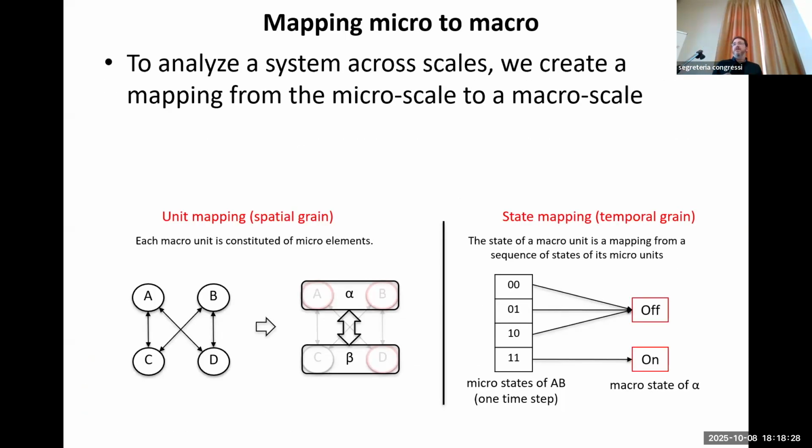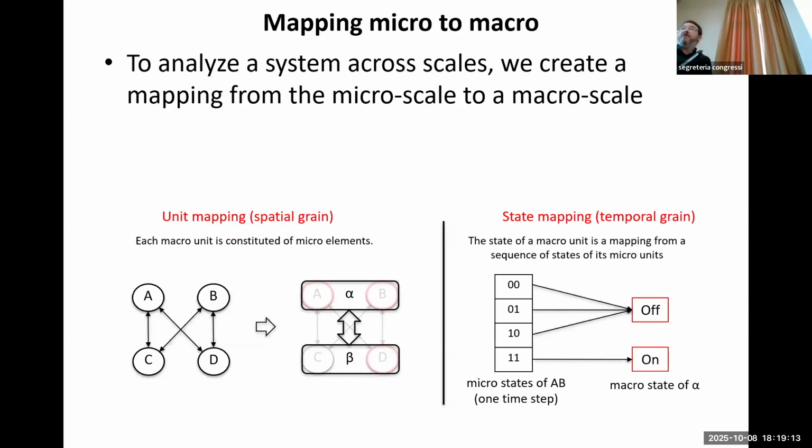The general idea in this framework is we start at a micro scale, a micro grain. We have a bunch of micro units, and we want to analyze the system across scales, so we need to map from micro scale to macro scale. That mapping typically has two components. One is we have to say which units we are going to group together. Which neurons come together to make a column? Here we've got A and B mapping to some alpha, and C and D mapping to some beta. It's very standard to use Greek letters for macro units, for whatever reason.